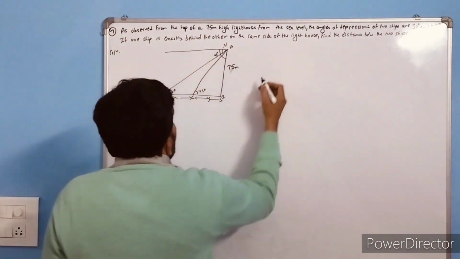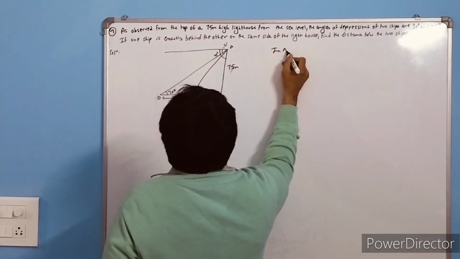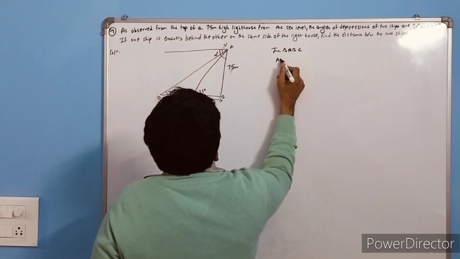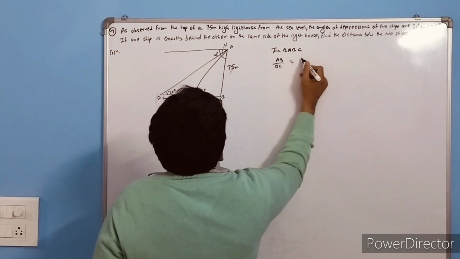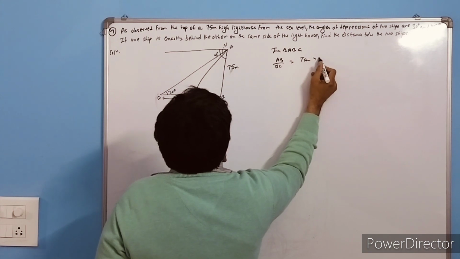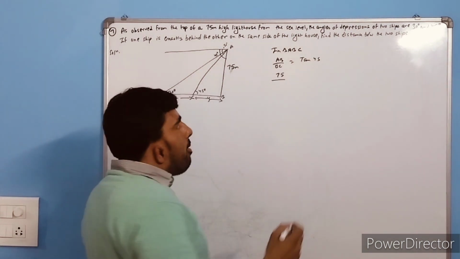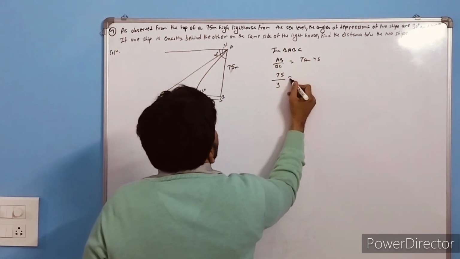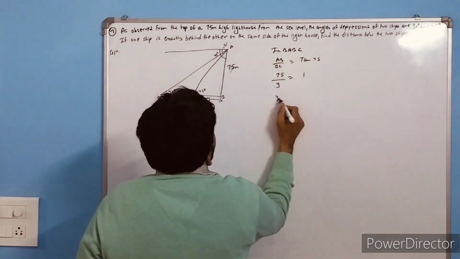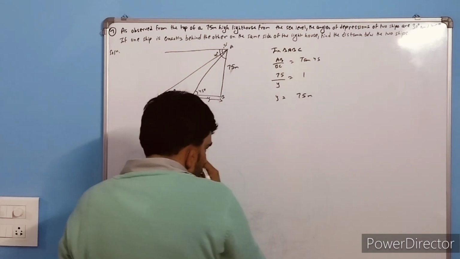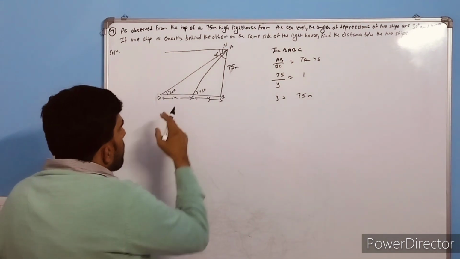How? Let's consider in triangle ABC. We can consider AB upon BC, that is tan 45. What is AB? 75. And what is BC we have considered? y. Tan 45 is 1. So finally I got y, that is 75 meter. Okay. Now let's find this.